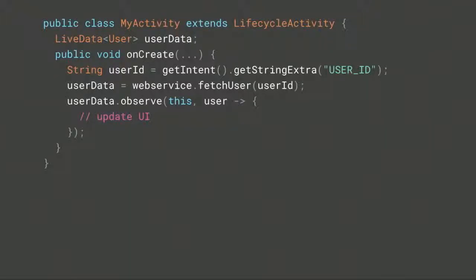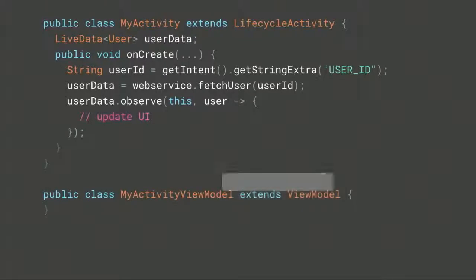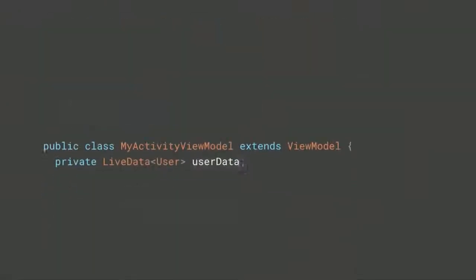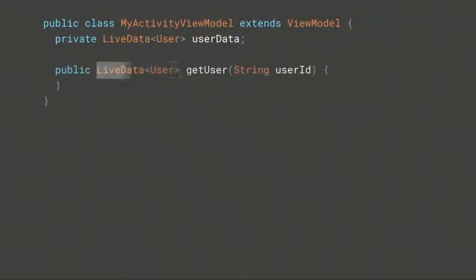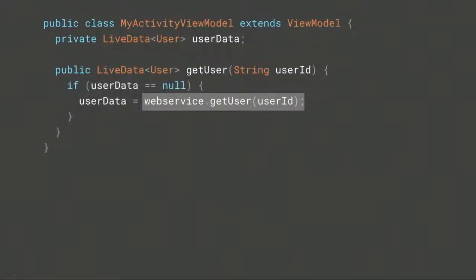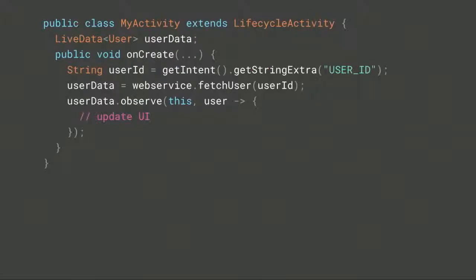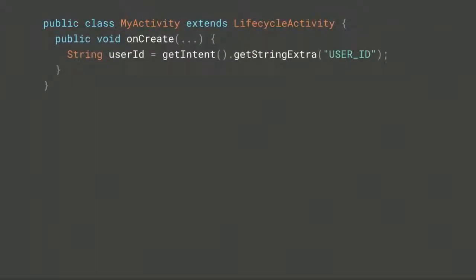So if you want to change this activity, we create this new class. It extends the vModel class. Whatever data we had inside the activity, we move it there. And in the vModel, all we do is, inside the getUser method, if this is the first call, get it from the web service. Otherwise, return the existing value. Now, it's super simple. And inside our activity, we get rid of all that code.